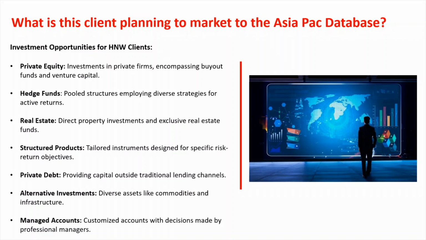So what is the client planning to market to the Asia Pacific database? Because this is a financial and institutional corporate grade client, they have a number of products and services that they want to offer to these contacts, and also get access to the contacts of the people in the database. For example, private equity, that's investments in private firms, hedge funds, pooled structures employing diverse strategies. They're involved in large commercial real estate, so that would be direct property investments and exclusive real estate funds, structured products, private debt, alternative investments, diverse assets like commodities and infrastructure, and managed accounts. So this is an institutional grade client, again, with a large scope of work that they want to use the database for.